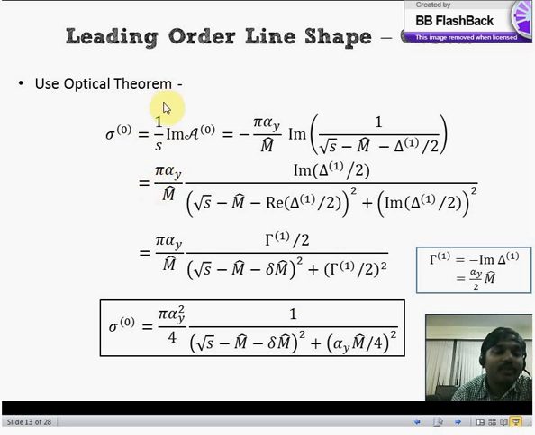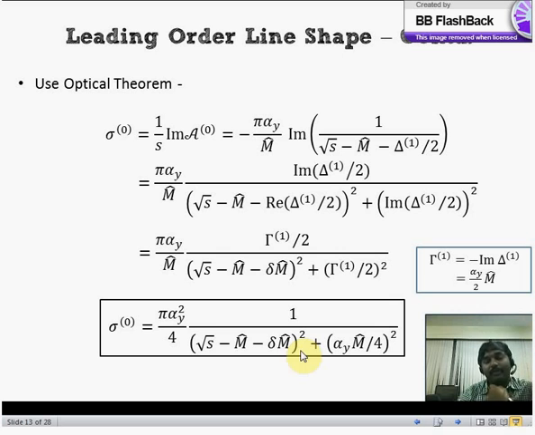The 1 by s over here cancels the s in the numerator in A naught, and we simply have to take the imaginary part of this propagator. Once we do that, we find that the imaginary part, which was related to gamma, the width, like this, we had derived this result a couple of slides back, and that comes in the numerator, and this is the final form of the cross section.